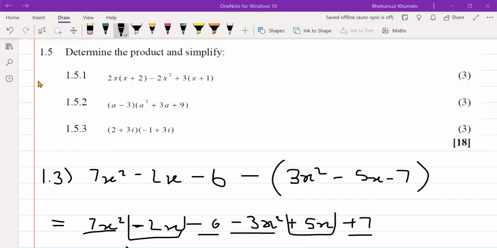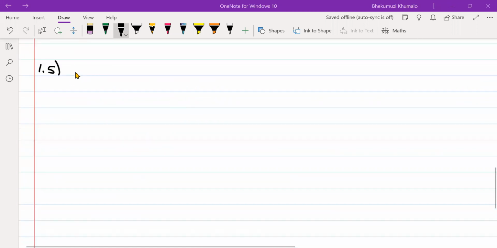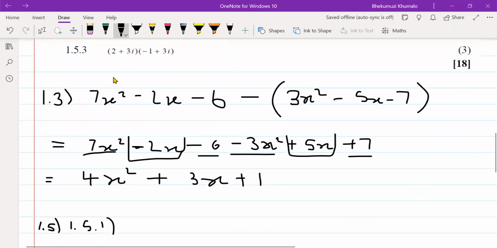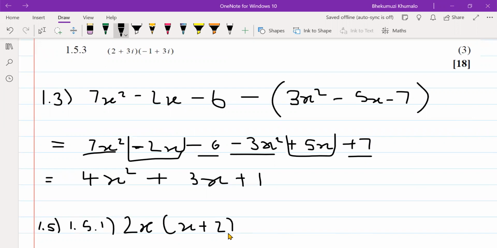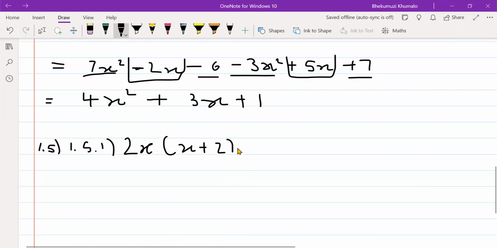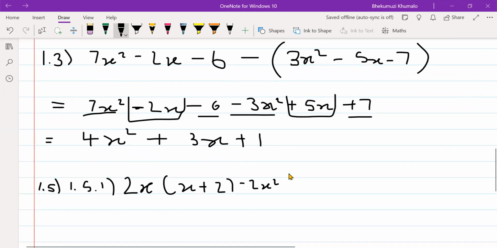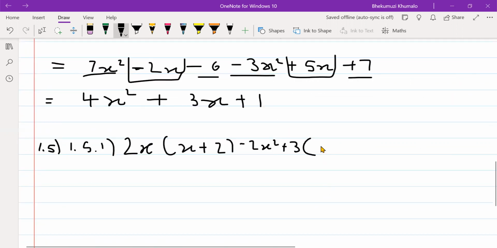1.5 says determine the product and simplify. So we just need to determine the product and simplify. This is a very straightforward question. So 1.5.1 has 2x outside, and then inside the bracket, it's x plus 2. And then we have minus 2x squared, and then we have plus 3, open brackets, this is x plus 1.